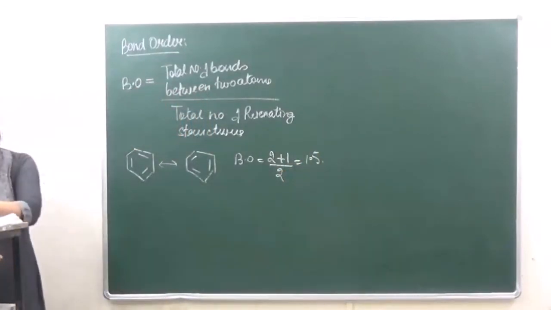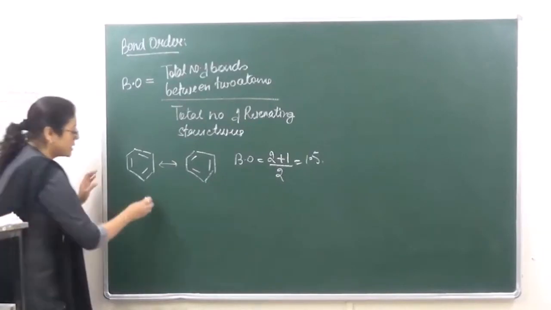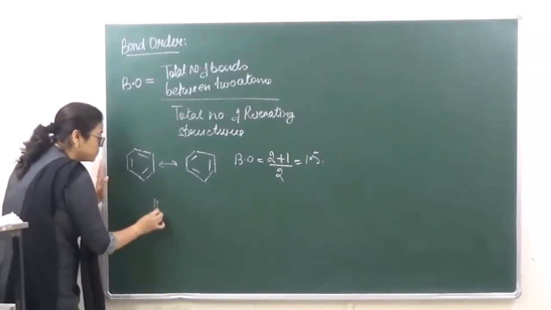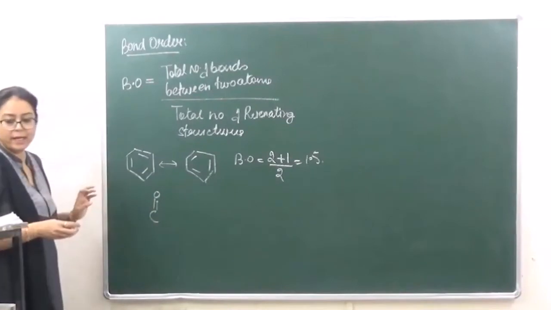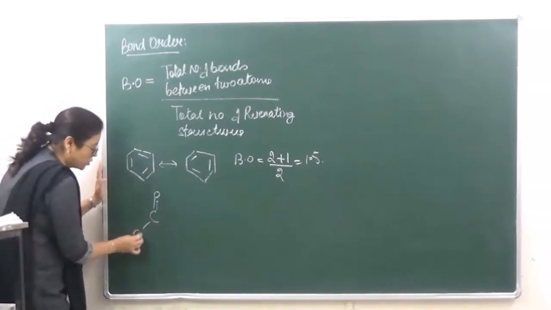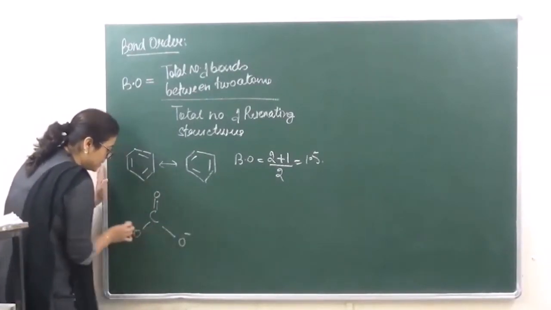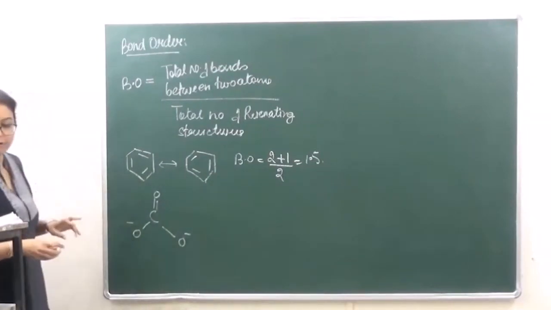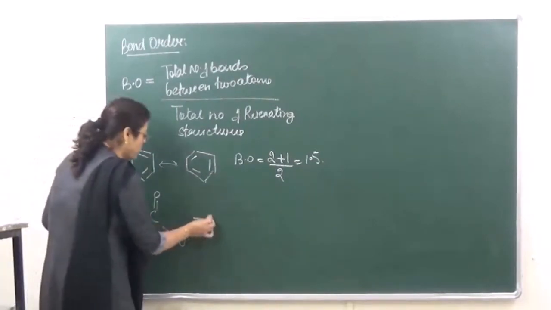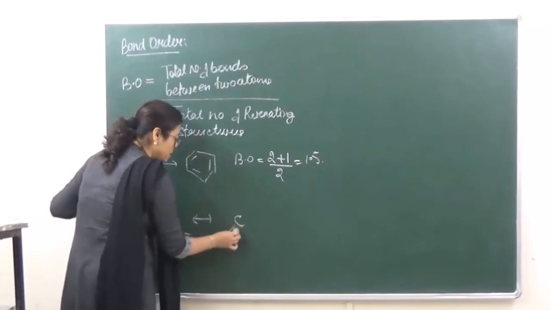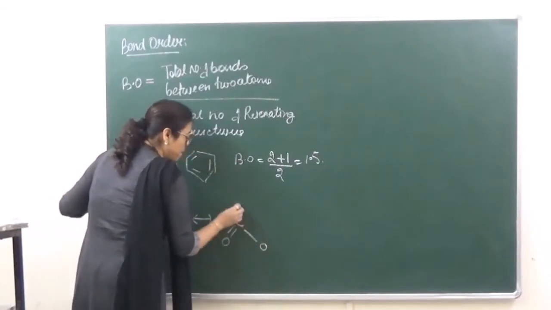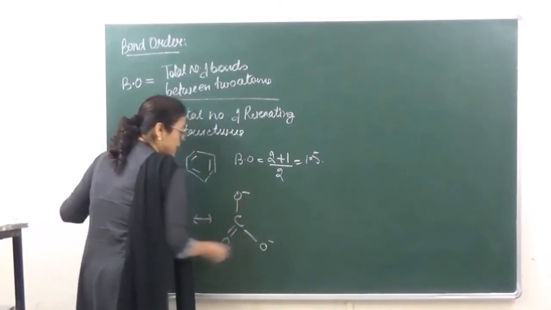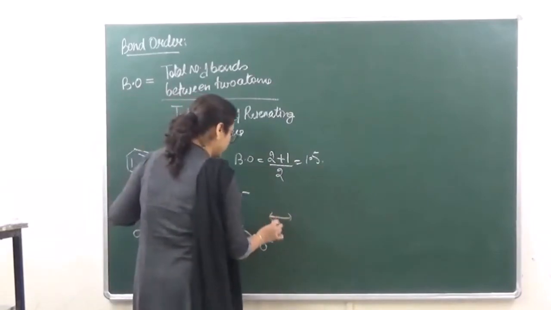ठीक है? Similarly, let's take another example over here. हमारे पास carbonate ion है. So carbonate ion का जो structure है, this is the structure. If you're drawing the resonating structures over here. And then another one.